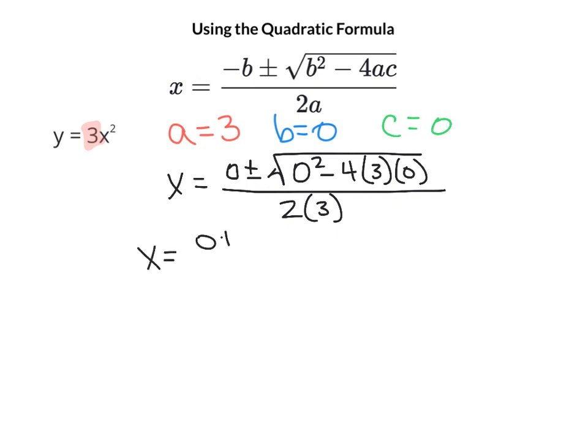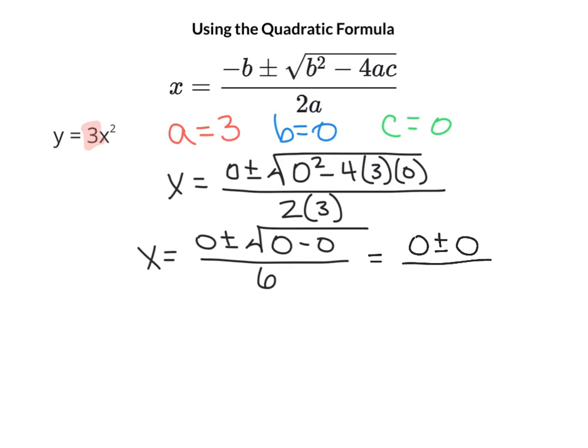Well, I have 0 plus or minus the square root. 0 squared is 0. And then we have negative 4 times 3 is negative 12. Negative 12 times 0 is 0. Divided by 2 times 3, which is 6. We continue to simplify this. So we have 0 plus or minus 0 divided by 6. So I'm really left with one answer, 0 over 6. And 0 divided by any number just equals 0.